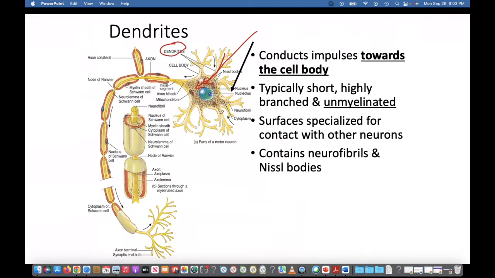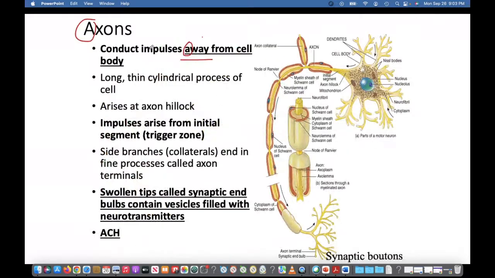The dendrites are typically unmyelinated, whereas the axons should be myelinated. Again, what's doing the myelination? What's doing the myelination are these Schwann cells. The Schwann cells are a type of neuroglial cell. The term neuroglial means nerve glue. It's holding it all together, these neuroglial cells.